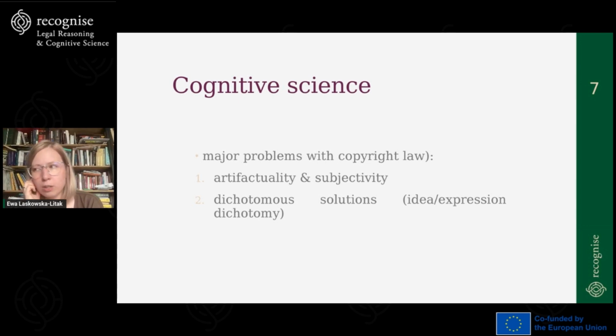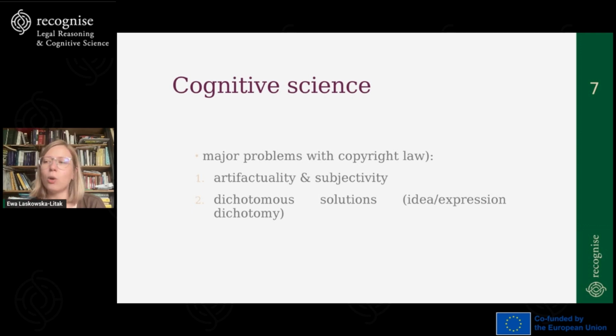And the second major problem identified within the cognitive sciences is the dichotomous solutions used within the legal order of intellectual property law. And here I need to tell you a few words about the idea-expression dichotomy in copyright law.